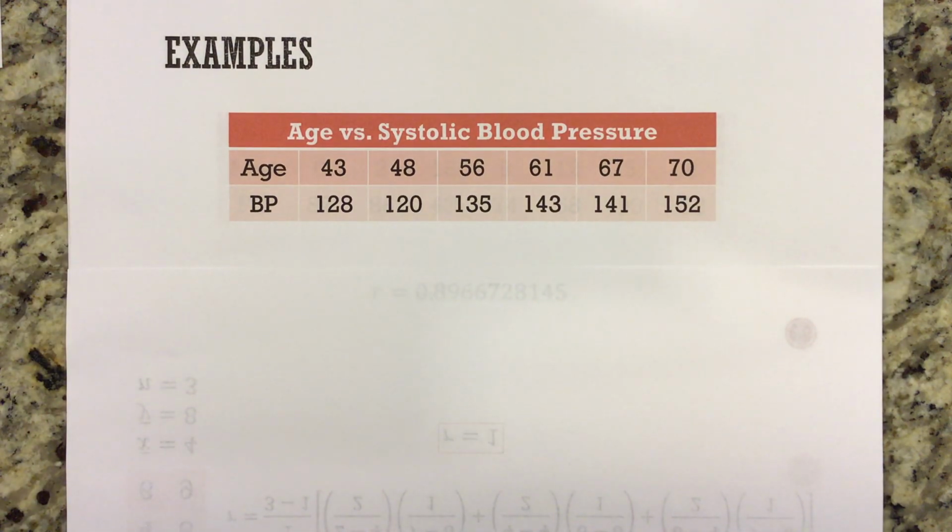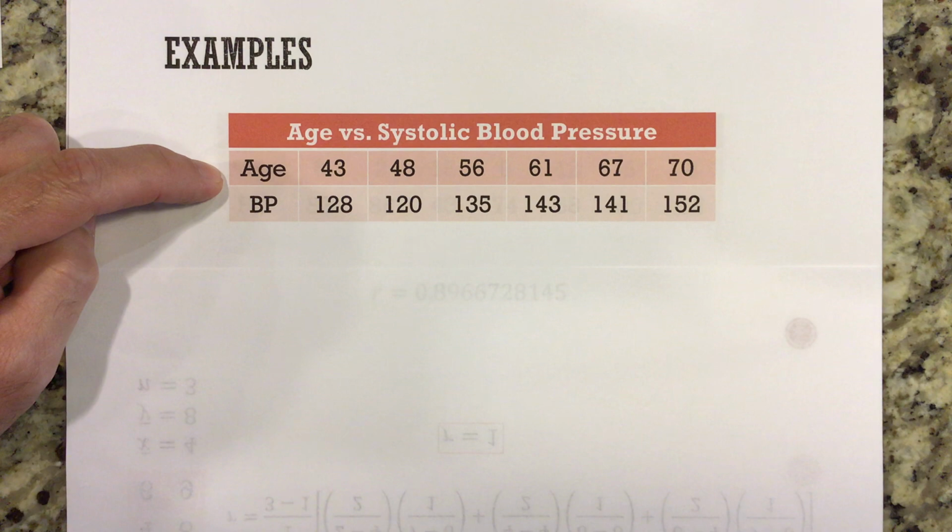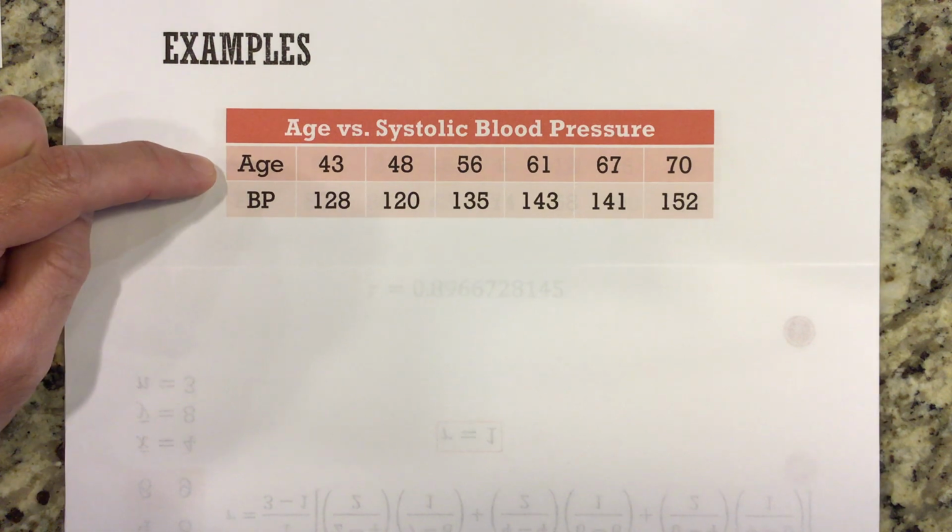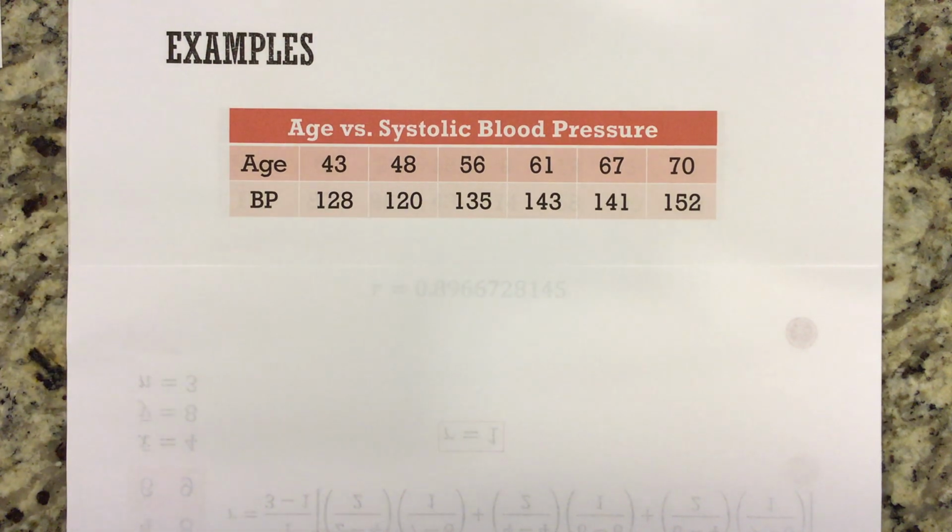Our class being an introductory class, we're not doing a lot of proofs, if any. We're just accepting these formulas, and we're using them, we're applying them to problems, and then we're interpreting the problem. That's kind of what this class is all about. So here's a problem. Take a look. Let's see if there's a relationship between age and blood pressure.